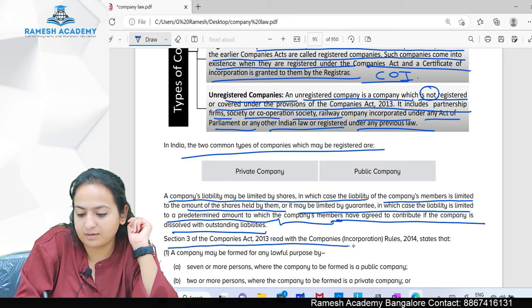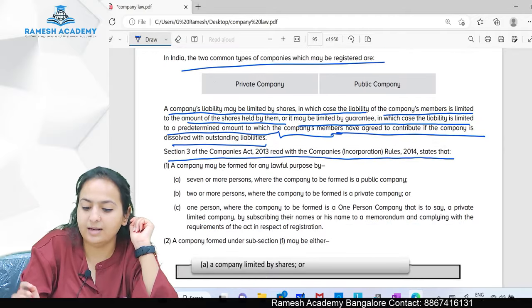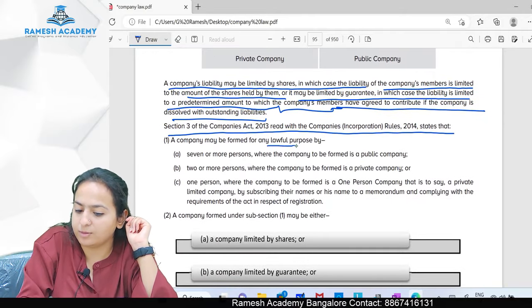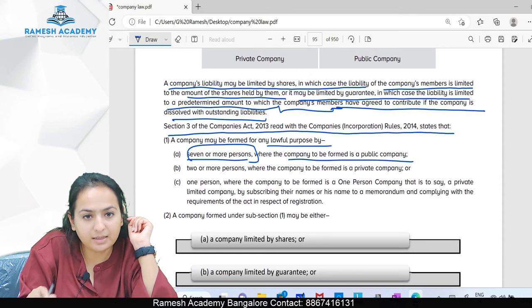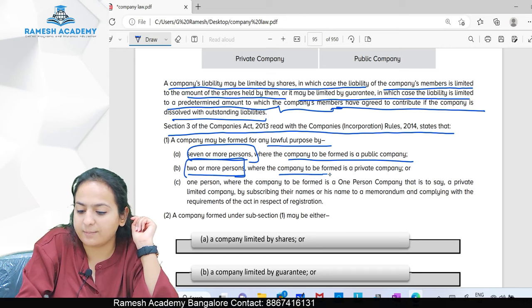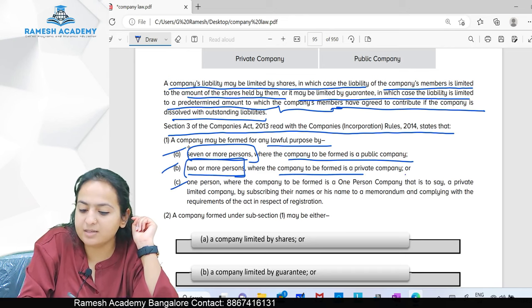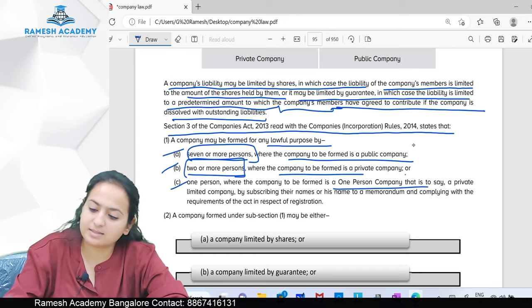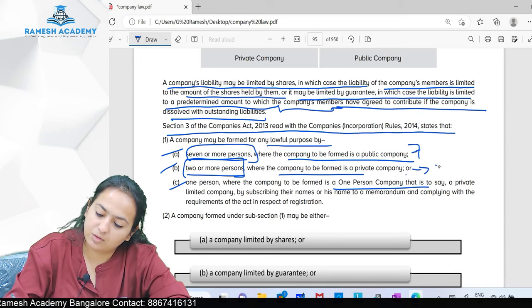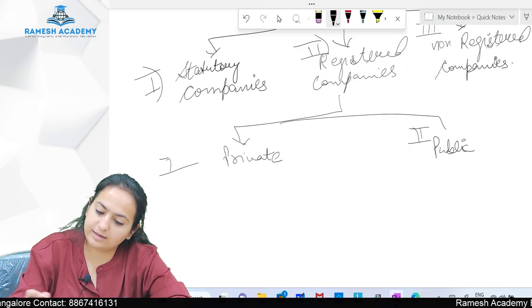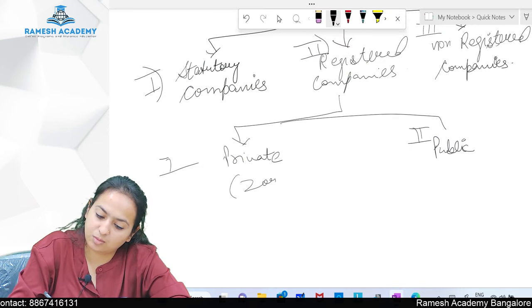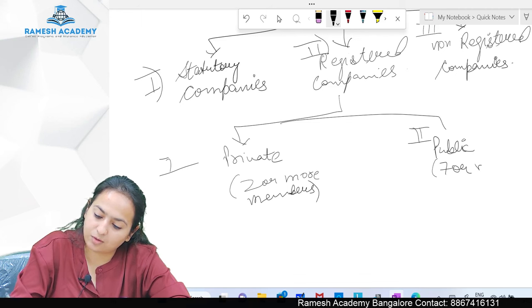Section 3 of the Companies Act, read with the Companies Incorporation Rules, states that a company may be formed for a lawful purpose by 7 or more persons where the company to be formed is public, 2 or more persons where the company to be formed is private, 1 person where the company is a One Person Company. So this is the limit, 7, 2 members and 1. You can write down in your table also, 2 or more members, 7 or more members.